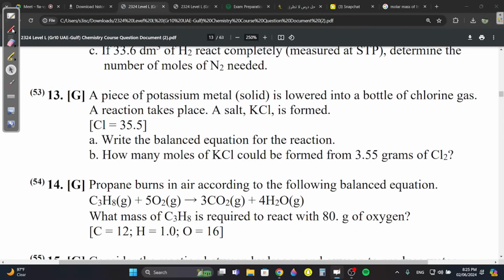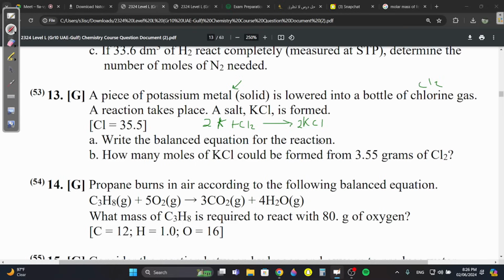A piece of potassium metal is lowered into a bottle of chlorine gas and a reaction takes place. KCl is formed. Write the balanced equation for the reaction. Potassium metal is K, and we're lowering it into chlorine gas. I think all of you know that chlorine gas is Cl2, not Cl, because chlorine is diatomic. So K plus Cl2 to produce KCl. To balance it, multiply KCl by 2 to make 2 chlorines, and then that gives 2 potassiums, so you have to put 2 potassiums here.